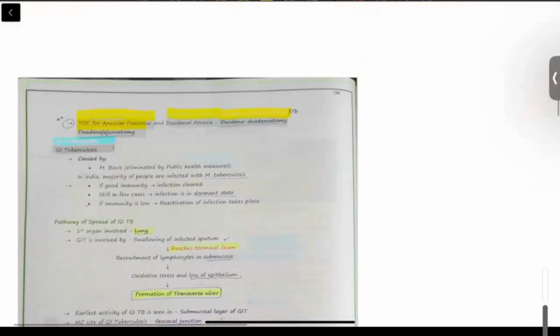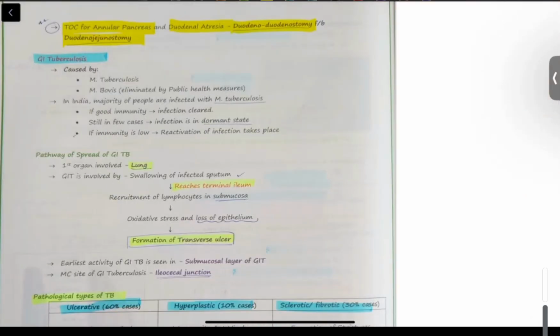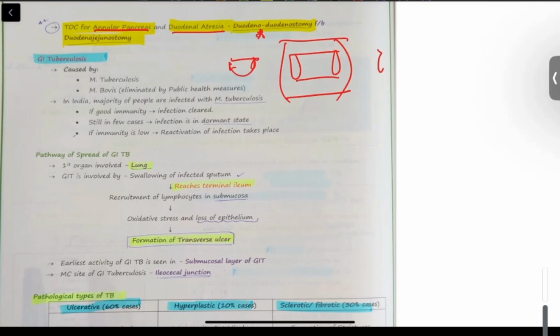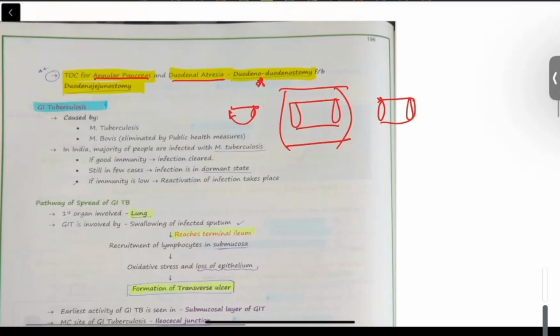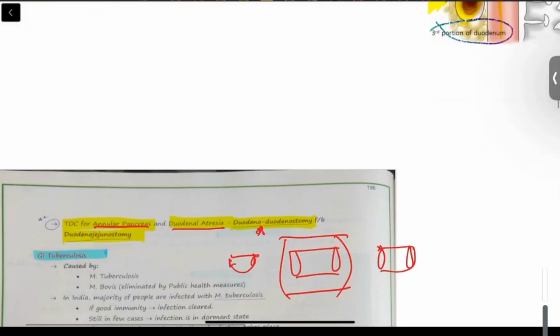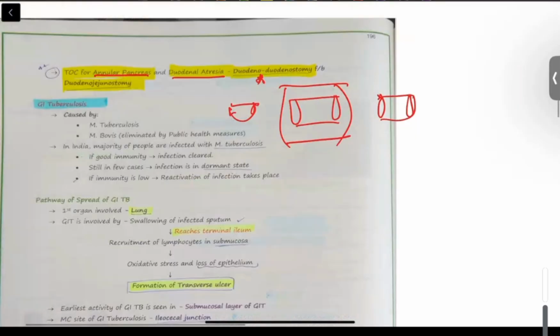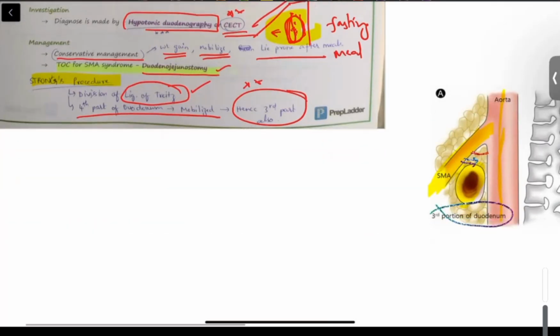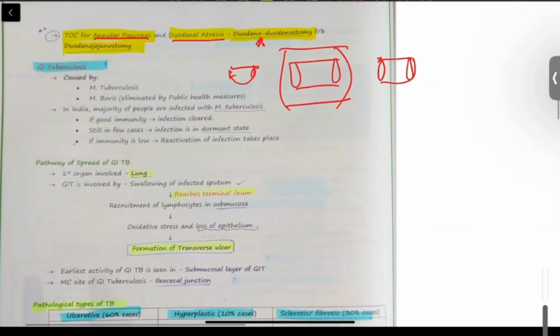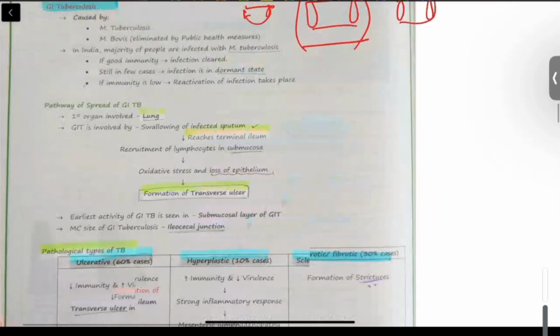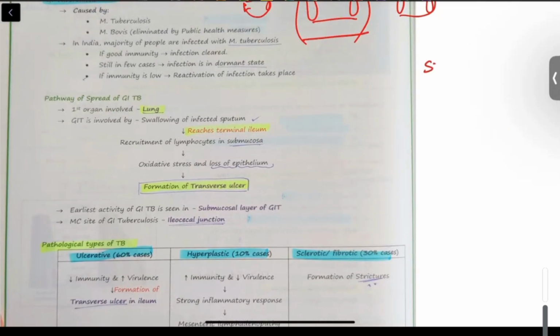So in these two cases also, there will be obstruction of the duodenum. But here, what we are doing is taking off that part of the duodenum which was having the obstruction, and connecting the remaining duodenum with the jejunum. Here we are not removing the part of the duodenum which is obstructed. The entire duodenum is taken away from this obstruction and then anastomosed with the jejunum. So this was about superior mesenteric artery syndrome.